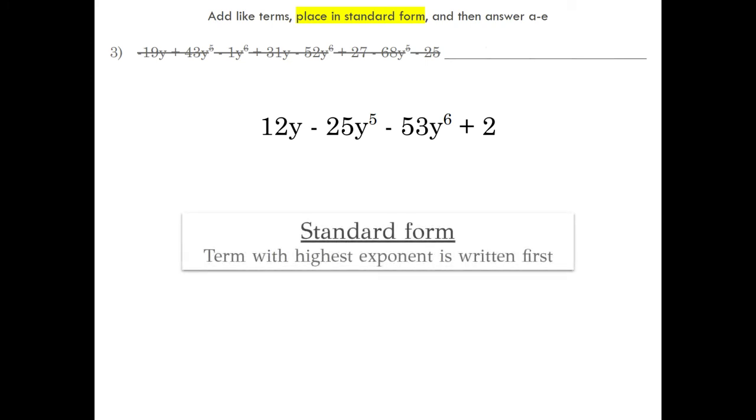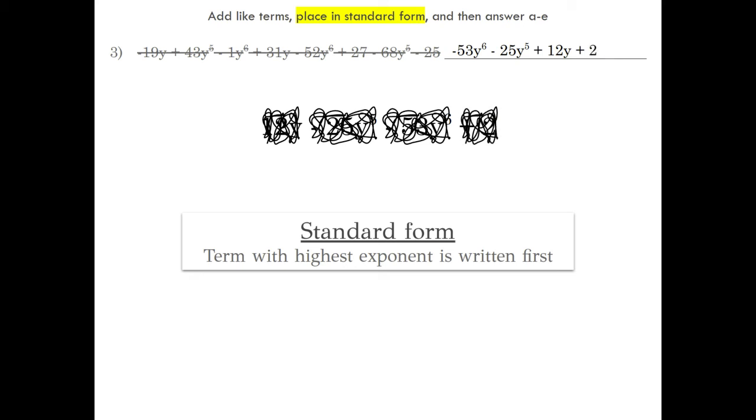Again, the term with the highest exponent is written first. That would be the negative 53y to the 6th. Again, the sign in front is part of this term, so that's negative 53y to the 6th. You can then cross out that term. Then we have a negative 25y to the 5th. You can then cross out that term. The next term to go would be the positive 12y because that has an exponent of 1. And the last term written is always the constant, which is a single number because it does not have an exponent. And therefore it'd be a positive 2.